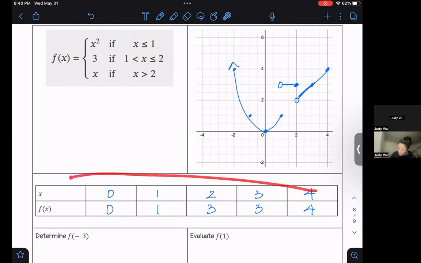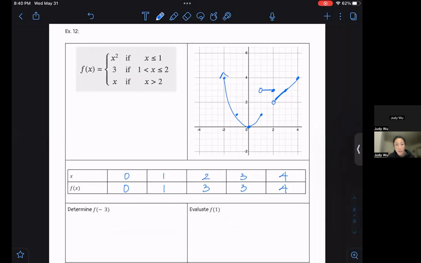The table can be helpful if you like plugging in values. Always feel free to make yourself a table. But as we move forward in this class, I want us to get really solid on graphing different shapes, okay?